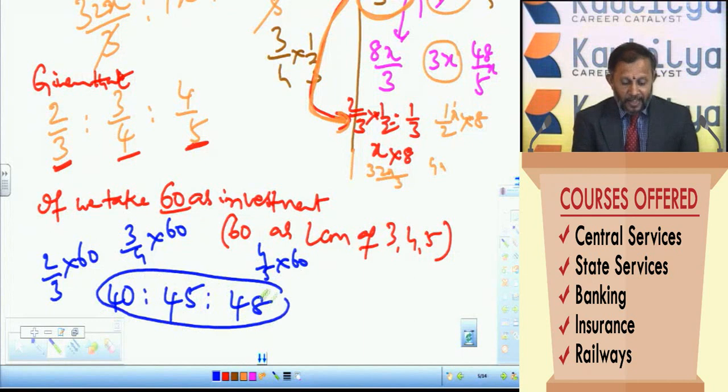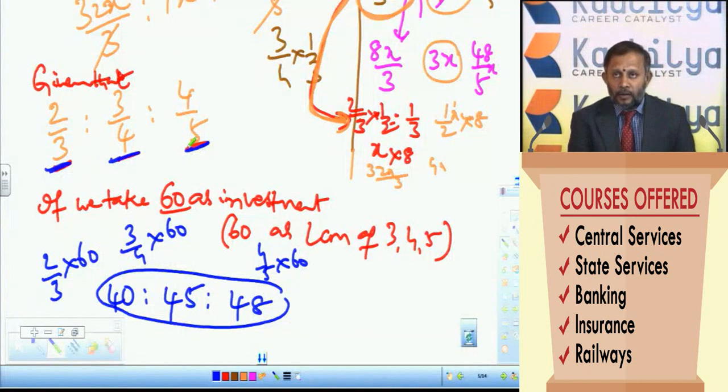Given that the investments of A, B, C are in the ratio 2 by 3, 3 by 4, 4 by 5, in order to eliminate the numbers in the denominator, and for the sake of convenience, we can select 60 as the investment. That means you are multiplying each of the three elements in the ratio with the number 60, because it gets cancelled conveniently. So we get the investments of A, B, C in the ratio 40 is to 45 is to 48. Or you can take the investment as 120, or 180. We can select any multiple of 60 because 60 is the LCM of 3, 4, 5.